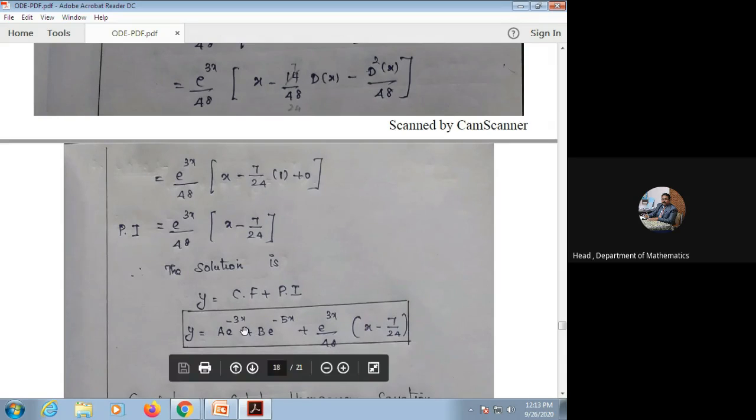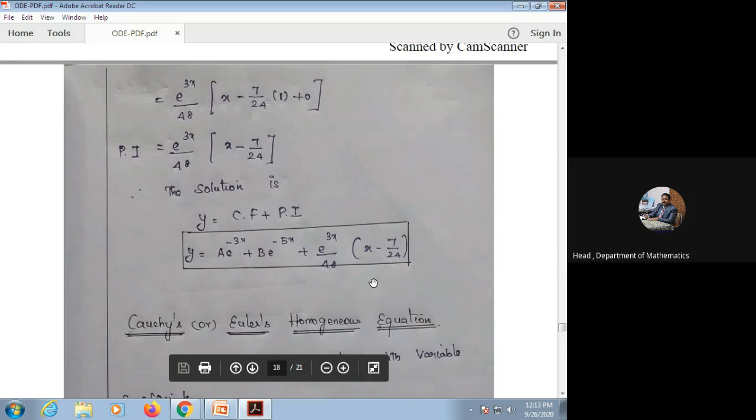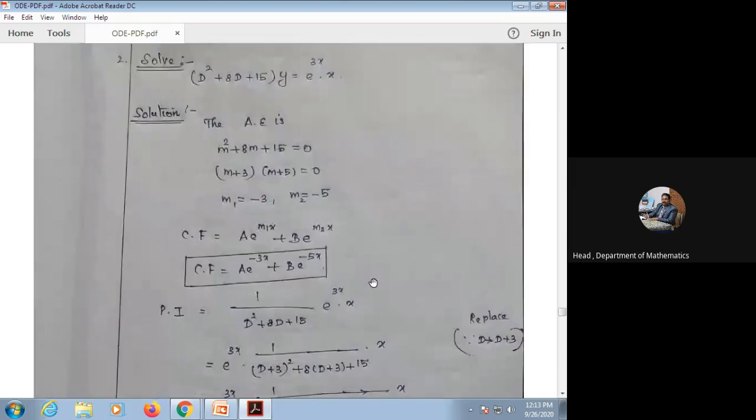Therefore, write the general solution: complementary plus particular. This is some kind of ODE problems.